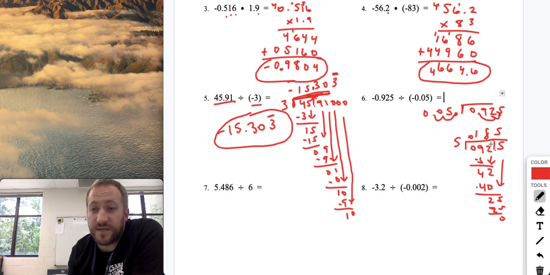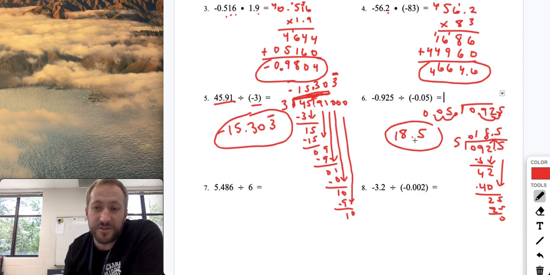I'm just going to raise the decimal from the box to my answer. So I got a negative divided by a negative. I know it's going to be a positive. So my answer is 18.5. Notice how I leave that first 0 off. There's a million zeros in front of it. I don't have to include any of them. This is just 18.5.